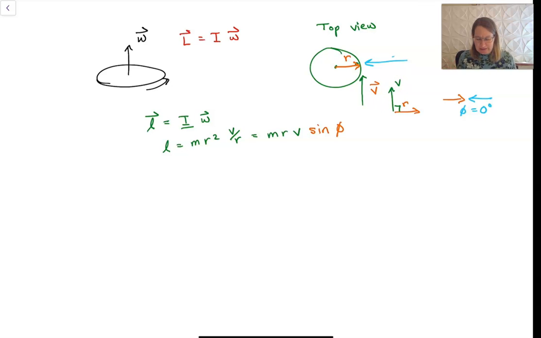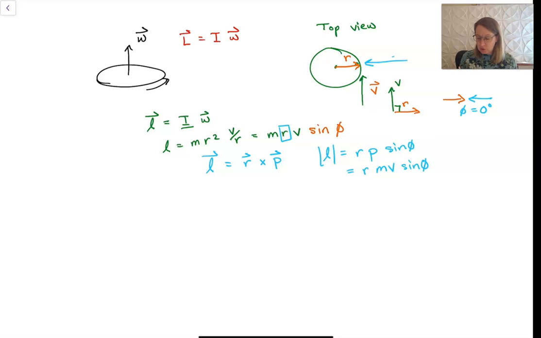I hope you're not surprised to see that this is a cross product, because the magnitude of the cross product has to do with the sine of the angle between them. If we pull this r out, then this is r and this is momentum. So L is equal to r cross the linear momentum p, because that way the magnitude of L is r times the linear momentum times the sine of the angle between the two, which is r times m v sine of the angle between them.